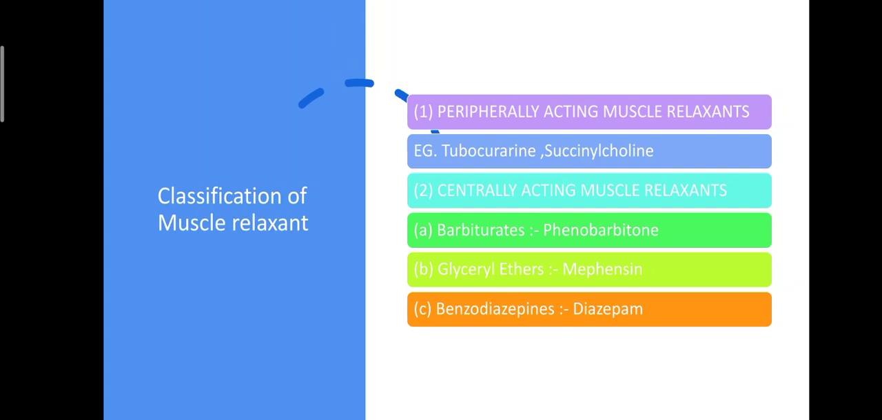Second main types, centrally acting muscle relaxants. First one, barbiturates. Example of barbiturates is phenobarbital. Second, glycerol ethers. Example of glycerol ethers is methicillin. Third, benzodiazepines. Example of benzodiazepines is diazepam, etc. These are the simple classification of muscle relaxant.